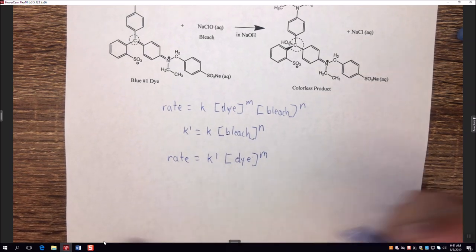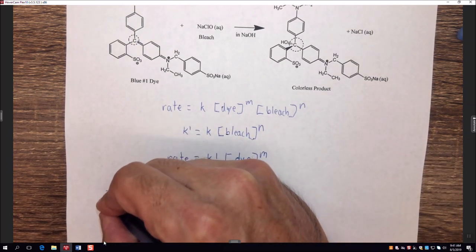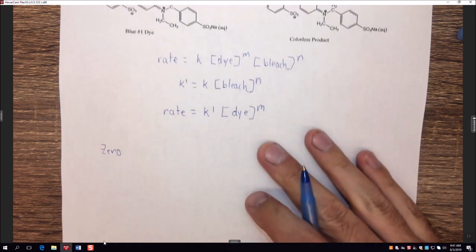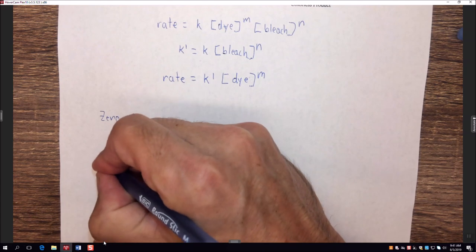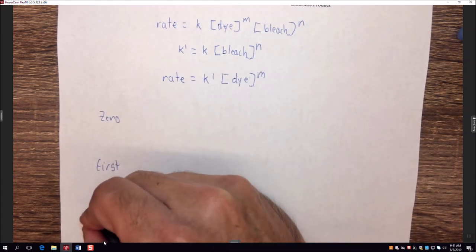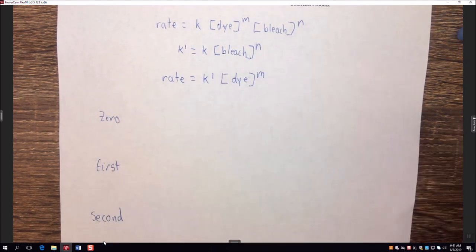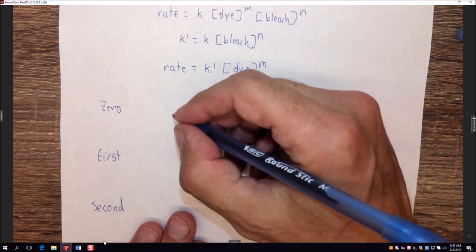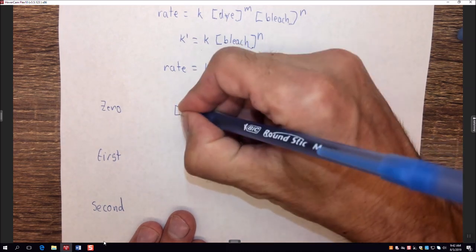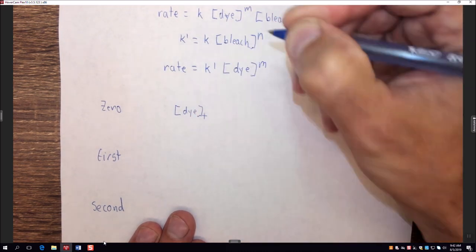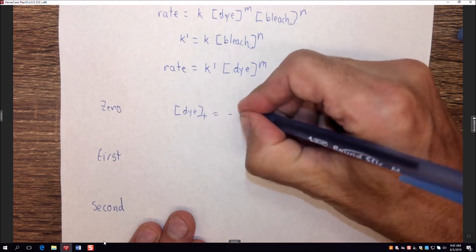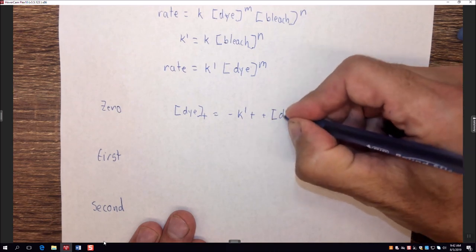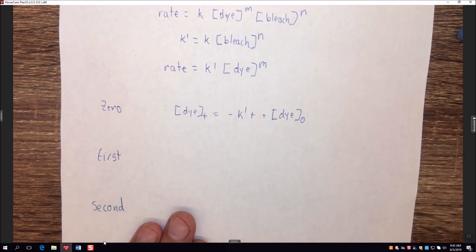Specifically, we're going to graph three things. We're going to graph this for a zero order reaction, for a first order reaction, and for a second order reaction. And for these, we're going to use the integrated rate law. For a zero order reaction, the integrated rate law is the concentration of dye at some time equals minus k prime t plus the concentration of dye initially.